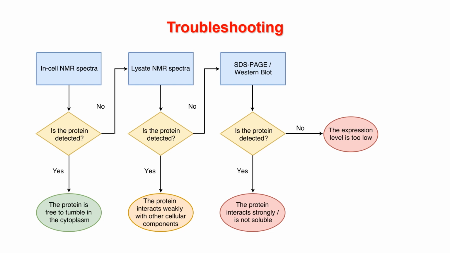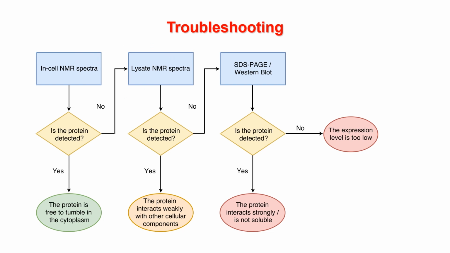So if you detect the protein in the soluble fraction here, then it means that the protein was interacting so strongly with some other large component which was also soluble that you could still not see the protein. You still would not see the protein even in the NMR lysate sample.